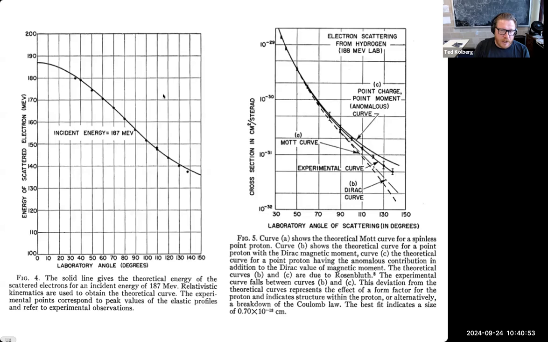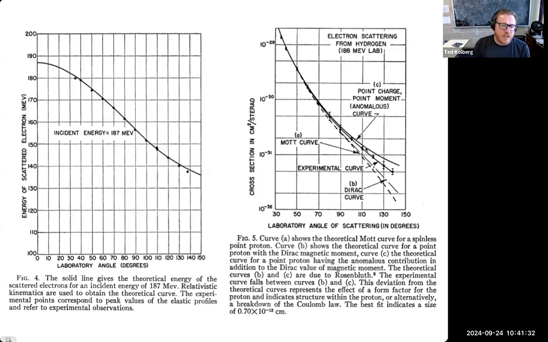But it generally confirms the picture that the Rosenbluth formula, which assumes some kind of spatial extent to the proton but no point-like constituents, is a good approximation, at least at this energy of 187 MeV. It's a little more interesting when they measure the cross-section itself as a function of the scattering angle. So this is the energy for which you observe scatterings of that angle, but you can also calculate the actual cross-section as the number of events that you should observe.